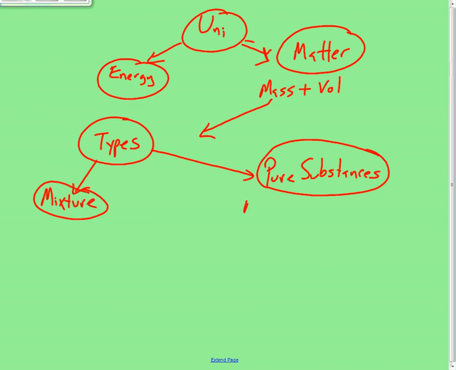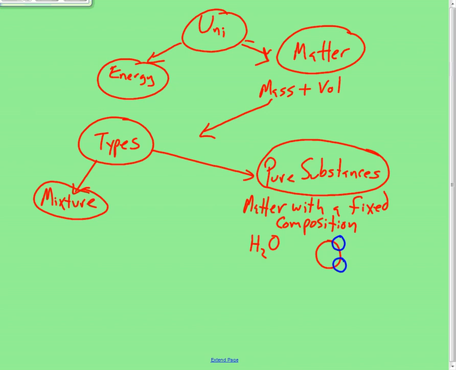A pure substance is matter with a fixed composition. Well, what does fixed composition mean? Fixed composition means that it has a relationship that is never changing. The best idea is to think of water. Water is an example of a pure substance. H2O means that I have one oxygen atom and two hydrogen atoms overlapping that oxygen atom. Now, can that ever be one oxygen atom with three hydrogens? Not if it's water.